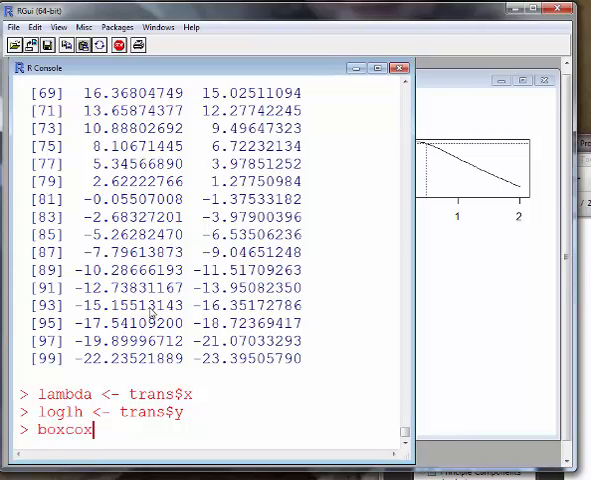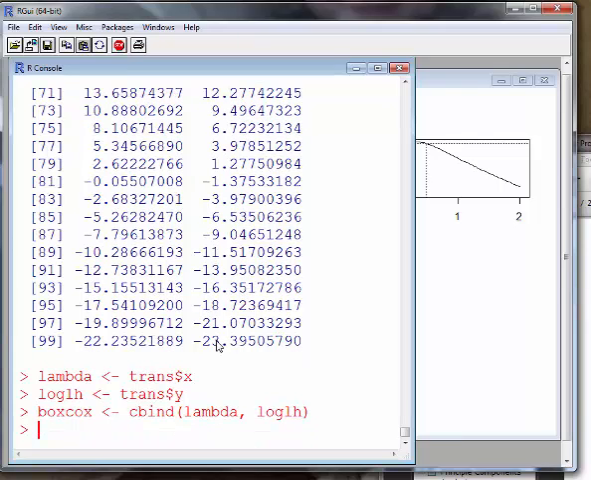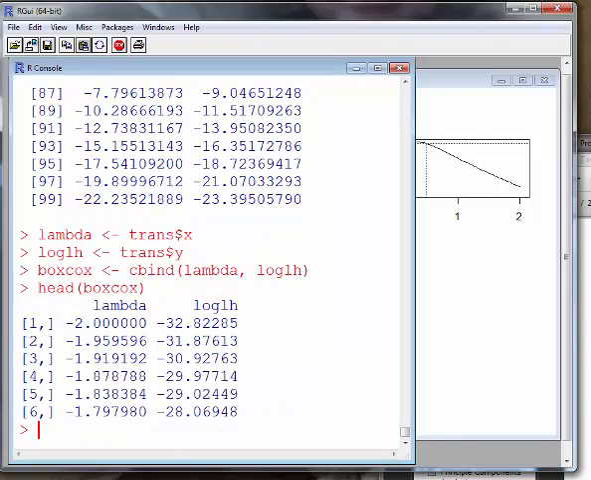I'm going to do boxcox. I'm going to store this stuff in a variable called boxcox. I'm going to cbind lambda with log likelihood like that. Okay, and now if I type boxcox, or maybe just the head of it because it's kind of long, head of boxcox. There, you see some lambda values and some log likelihood values.